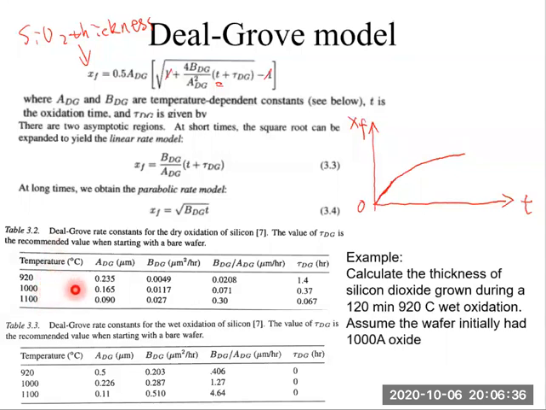This table gives you the DG rate constants for the dry oxidation of silicon. We have ADG, BDG, and tau DG at different temperatures. The bottom table gives you the DG rate constants for wet oxidation of silicon, and we have ADG and BDG as well. Note that for wet oxidation, tau DG is equal to 0, so we don't need to worry about tau DG for wet oxidation.